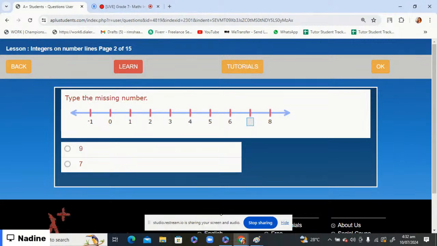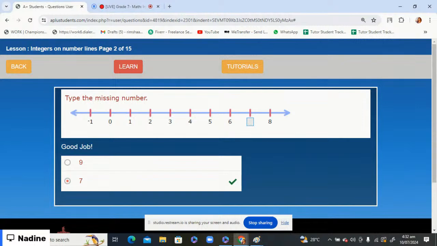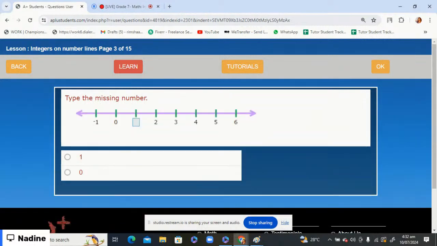So it's 1, 2, 3, 4, 5, 6, and 7. So here we go with the option 7. So type the missing number. Now you tell me, everyone tell me in the chat or think about it, what is the answer of this one?